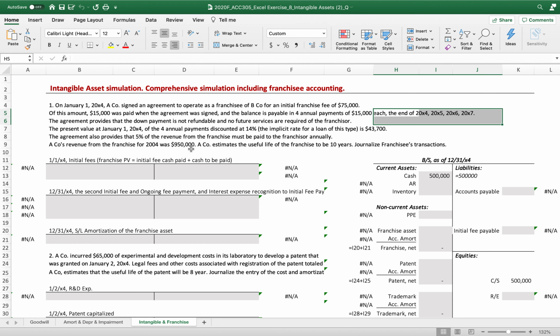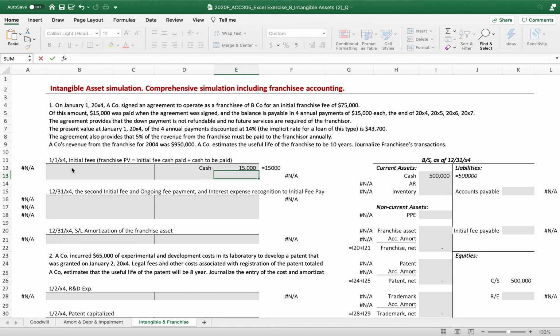That means the franchise asset, the right to receive this franchise benefit, should be amortized over the lifetime of the franchise benefit, 10 years. Okay, so let's just start. First, the easy one, the cash paid. How much cash did A Corporation pay? Right, $15,000. I'm going to put $15,000.